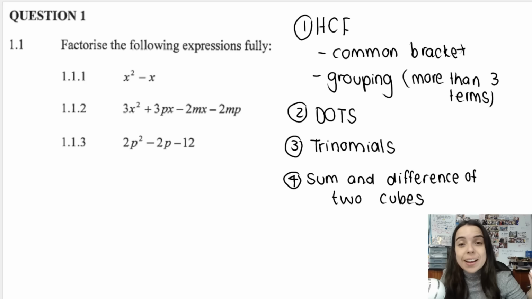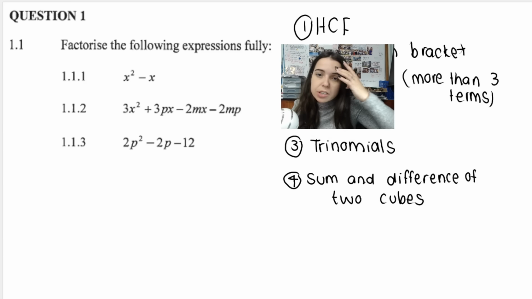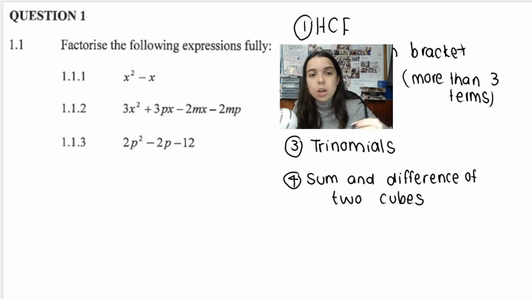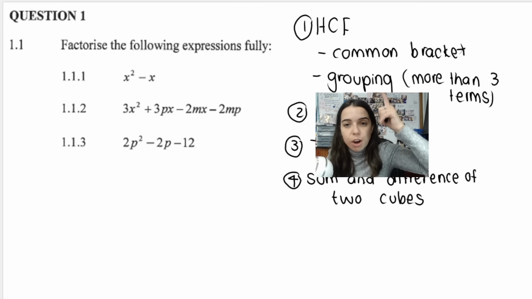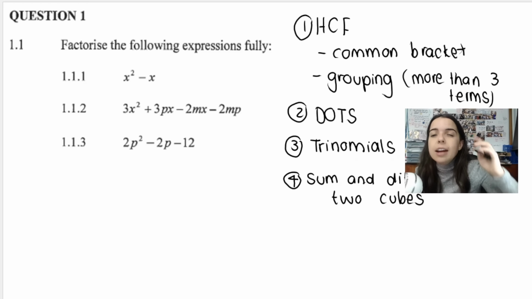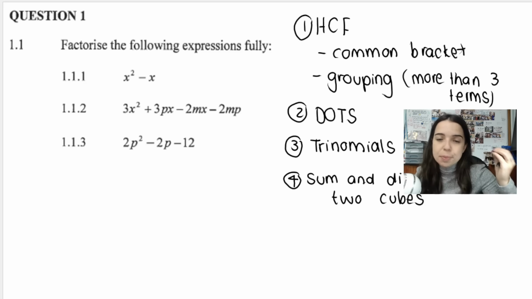Highest common factor, which is number one on the list for a reason. It's the most important type of factorizing. We must always look to see if we can take out our highest common factor first. Included in highest common factor, we have common bracket. So if you have a bracket that is in all the terms, we can take the bracket out. The bracket becomes the highest common factor. And we have grouping, where we literally group different terms together. And it's generally when there's more than 3 terms, but not always.